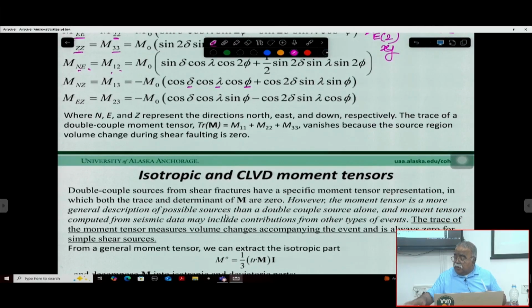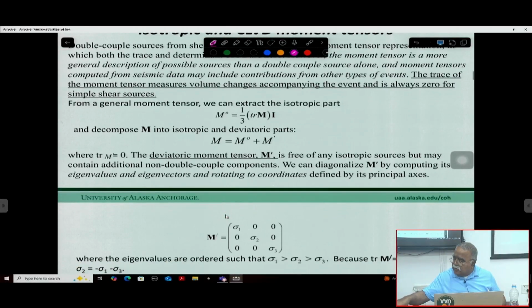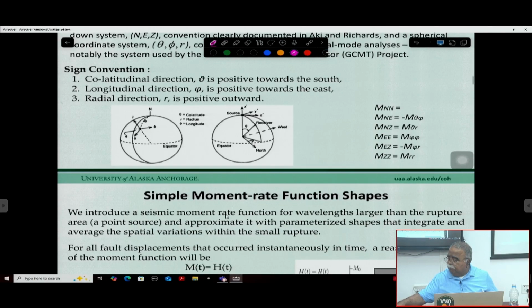This is your non-double couple forces also. We'll replace these things now. We'll come back to this later.